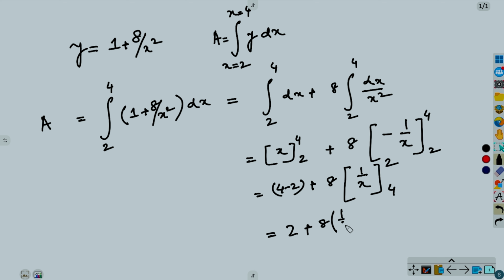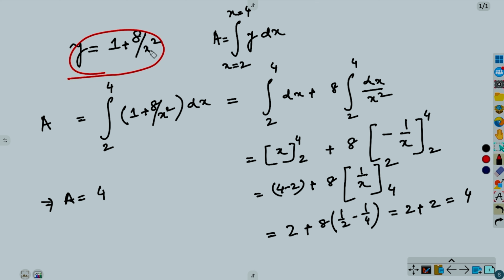So this gives 2. This is just straightforward simplification now. 8 times half minus 1 by 4. This gives 2 plus, half minus 1 by 4 is 1 by 4, multiplied by 8, that gives 2 plus 2 equals 4. So the area with respect to x-axis of this curve is this one, right? A equals 4.